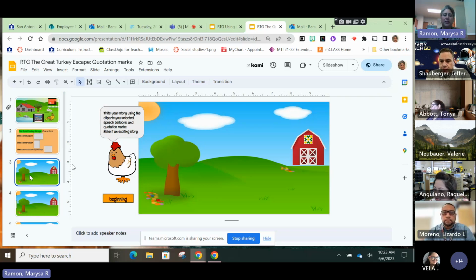And I'll do a lot of, boys and girls, listen to this one. Let me share this one with you real quick. I'll read what they're writing so that they get ideas from each other as they're writing. So here on this one, they're to write a story using the clip art you selected, speech balloons and quotation marks, and make it an exciting story. Let's say this is Tuesday or Wednesday, they're going to do the beginning of their story. That's where we're meeting our characters, we're starting to set up the conflict, and all of their writing is going to be in speech balloons, dialogue.